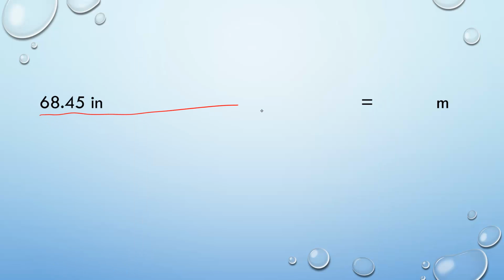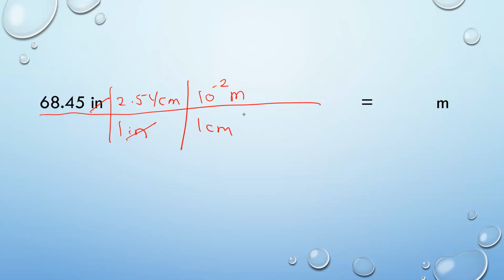So we'll put them into our problem. Our 68.45 inches. We'll put our 1 inch on the bottom to cancel, and our 2.54 centimeters on the top. So inch cancels inch. Now we have centimeters and we want to cancel out our centimeters and end up with our meters. So we have 1 centimeter on the bottom and our 10 to the minus 2 meters on the top. Centimeter cancels centimeter. Along with choosing our simpler approach, I also chose conversion factors that left us with the value of 1 on the bottom.